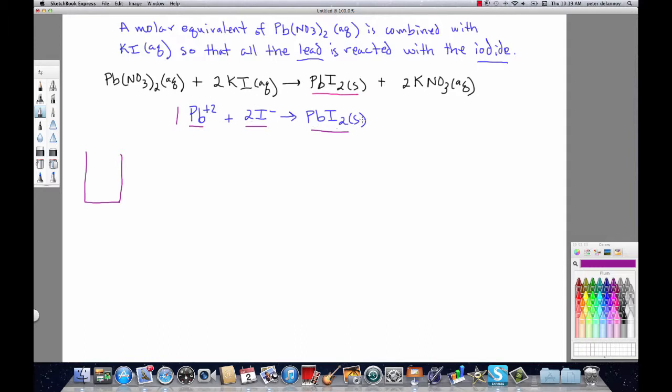So we have formed, in the initial precipitation reaction, 100% of this compound from what we put into the system. So there's no remaining lead ion and no remaining iodide. It's all initially in this form.